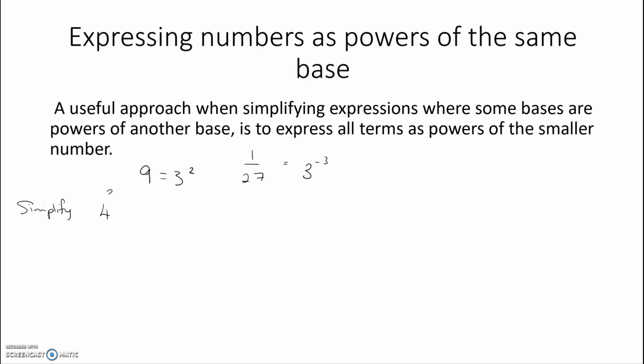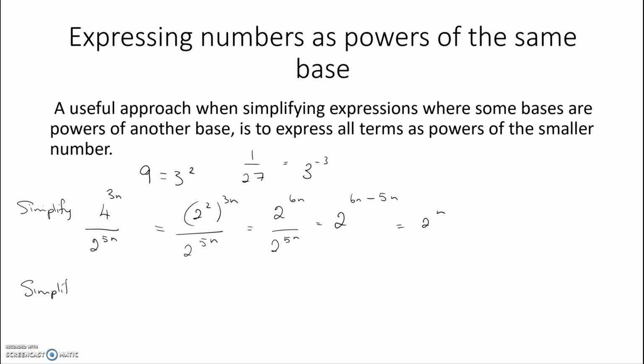4 to the power of 3n over 2 to the power of 5n. Okay, now if we just think about it, 4 is 2 squared. So we could replace 4 by 2 squared. So instead of 4 we're going to write 2 squared to the power of 3n over 2 to the power of 5n. Now if we've got a power to a power, we multiply, so it's 2 to the power of 6n over 2 to the power of 5n, and if we're doing division, we subtract, and our final answer is 2 to the power of n.